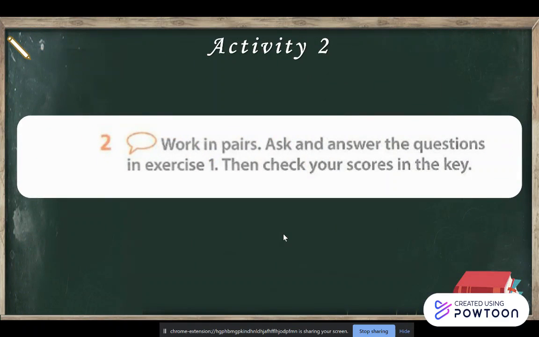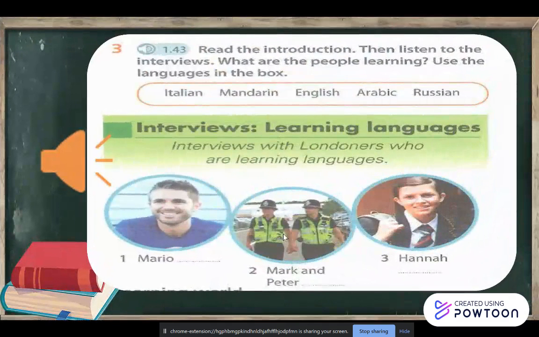For this activity, definitely we'll be doing it during the lesson, whereby you have to work in pairs. You ask the same questionnaire and you check your scores in the key. We will be sharing the answers in the class. For this activity, you need to listen to the podcast prepared here and give the answers for questions 1, 2, and 3.